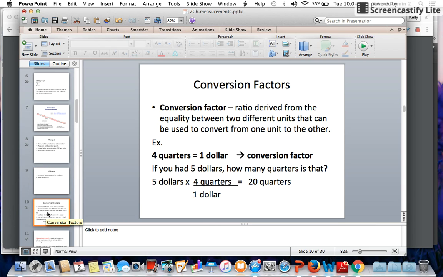Conversion factors. We will pick this up in the next screencast, but this is when we use fractions to convert from one unit to another. So we have to have a conversion factor. What equals what? And this is the factor. If we're going from quarters to dollars, we have 4 quarters equals $1. And we'll pick it up there in the next screencast.